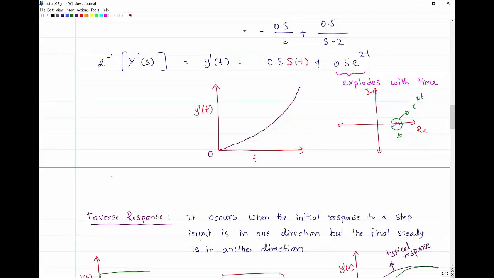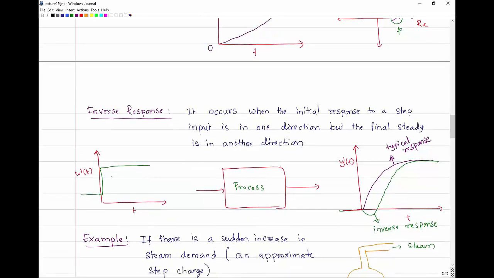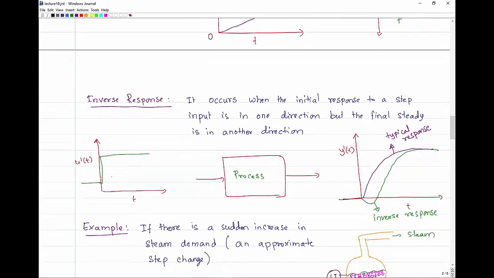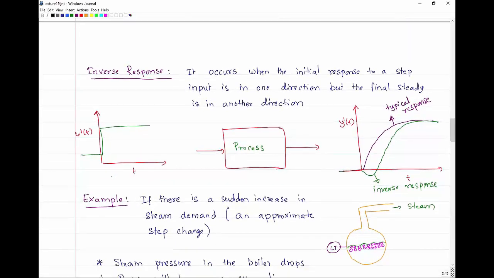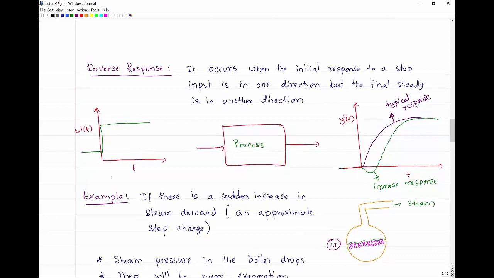There's one other final response I want to explain, and that is the inverse response. It occurs when the initial response to a step input is in one direction, but the final steady state is in another direction. Let's consider a process with a step input as shown here on the left-hand side. The typical response is shown on the right-hand side. But for processes with inverse response, the initial response is going to be in the negative direction, and the eventual response is going to be in the positive direction.